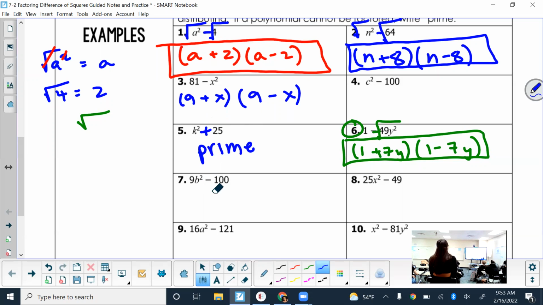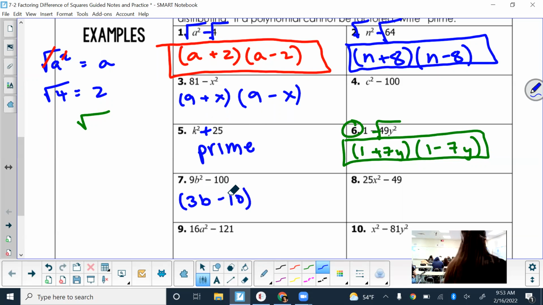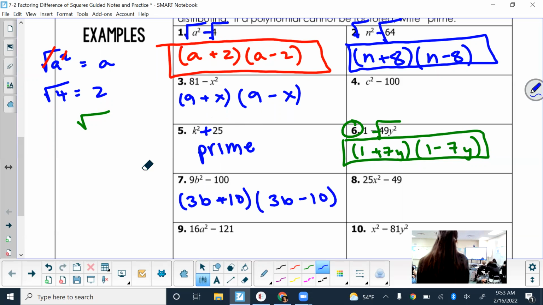All right, and then 7 was the last one I had you do. If you did it correctly, you should have had 3b minus 10 or plus 10. I'll keep it as plus so it looks more like the rule. And 3b minus 10. So, questions on the front side? All right, let's look at some on the back side, a little bit more challenging.